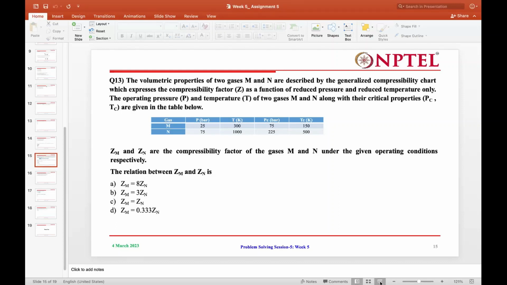Question 16, the acentric factor for a simple fluid is equal to, can someone tell the answer? 0.7? No, wrong. Generally for a simple fluid like argon, neon, krypton, omega, the acentric factor, is 0. For a complex fluid, omega is greater than 0. Please note down all of you.